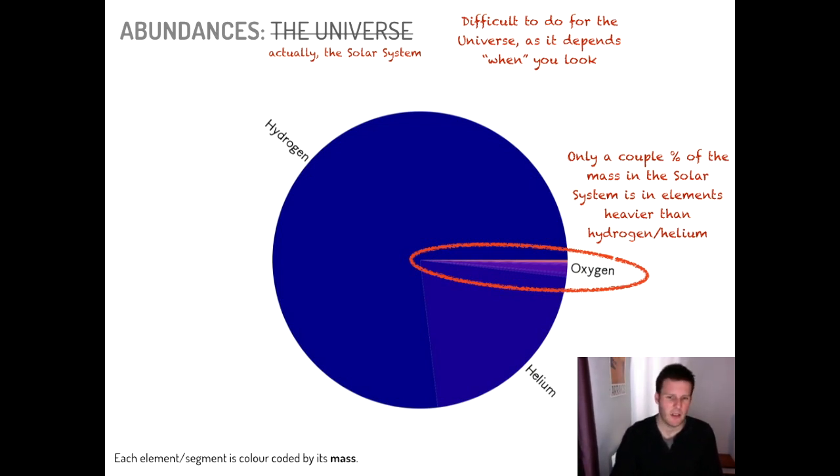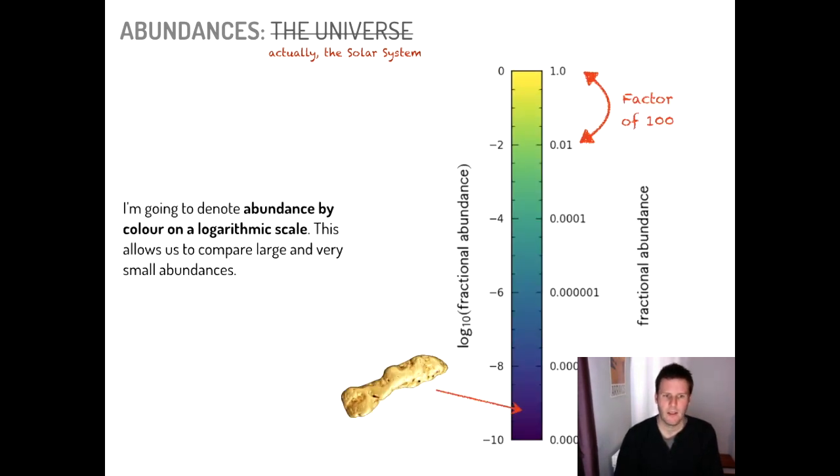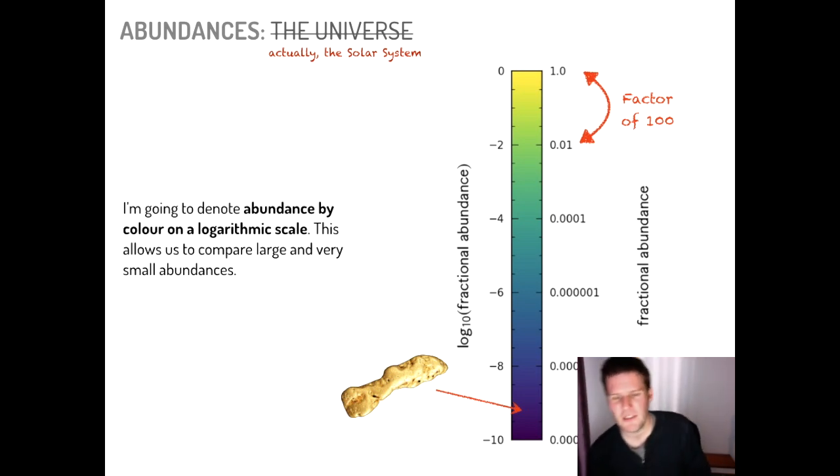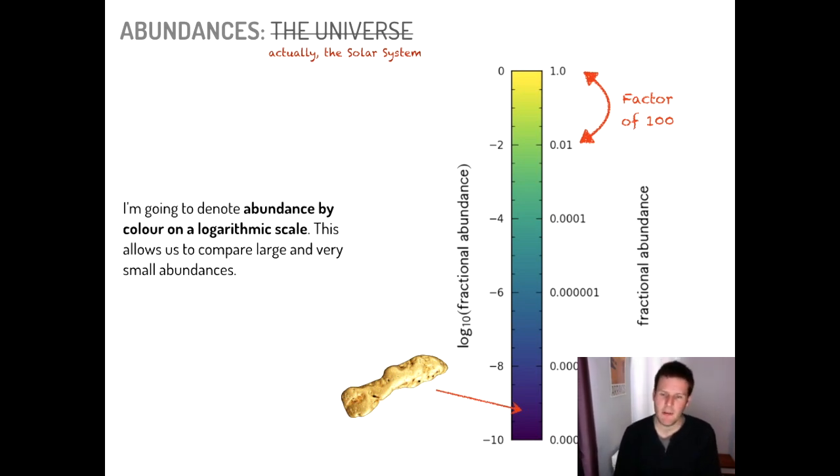So instead of using this, I'm going to show you a slightly different diagram. I'm going to denote the abundance by a colour on a logarithmic scale. What this allows us to do is compare very large and very small abundances. If you look at the scale on the right hand side, each increment you're changing the abundance by a factor of 100. So the very yellow colours over here have an abundance of close to 1. Things like hydrogen, which make up most of the solar system, that's going to be close to 1. But things that are very rare, like gold, are all the way down here in the blues, where we see lots and lots of zeros after the decimal point. And this just tells us that gold, for example, is very, very rare.